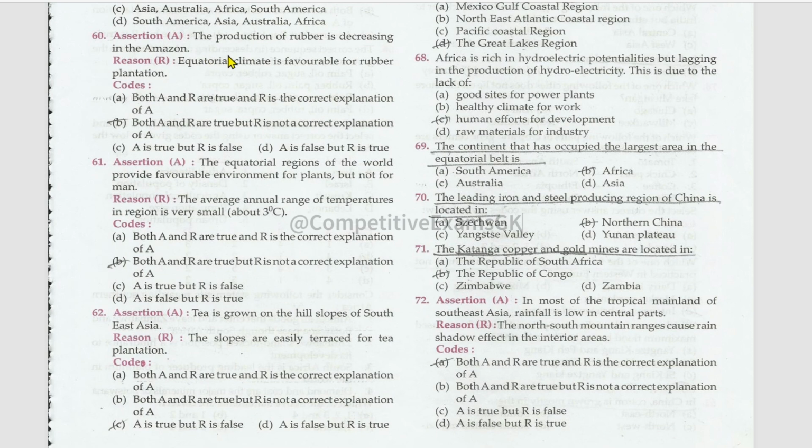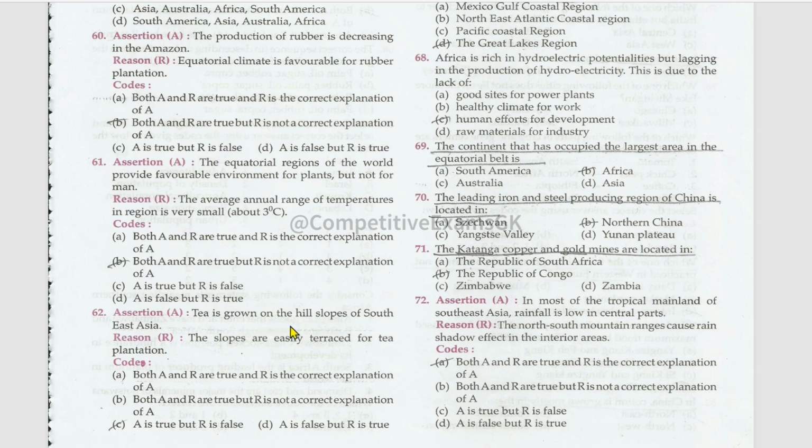Next is assertion and reason. The production of rubber is decreasing in the Amazon. True. Equatorial climate is favorable for rubber plantation, right? But reason is not the correct explanation for assertion. The equatorial regions of the world provide favorable environment for plants, but not for man, right? The average annual range of temperatures in the region is very small, about 3 degrees centigrade. This is true, but this is not the correct explanation for assertion.